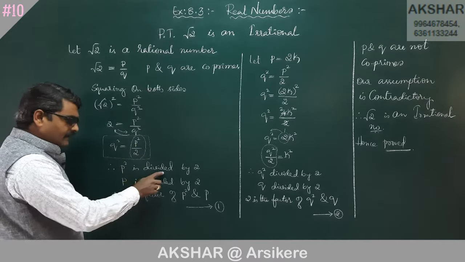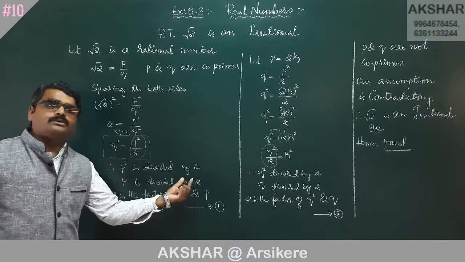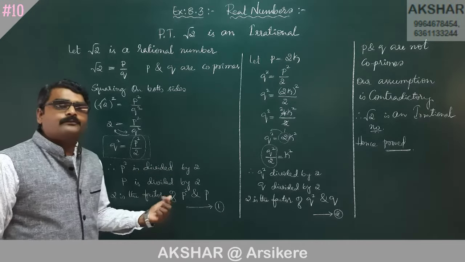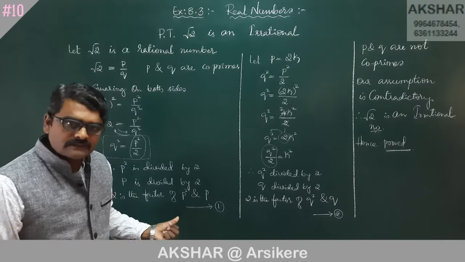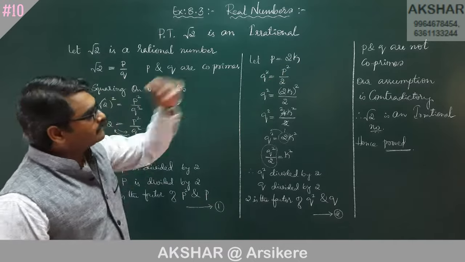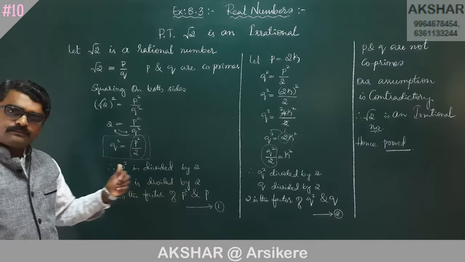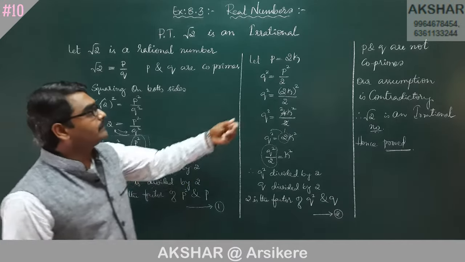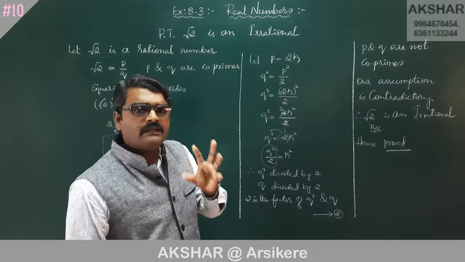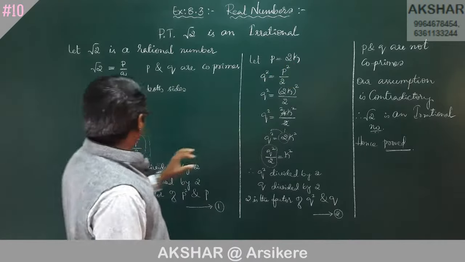Therefore, P square is divided by 2 means 2 divides P square. P is divided by 2 means 2 divides P also. Then 2 is the factor of P square and P. This is the statement number 1. Let P is 2k. Why we took like that? Because here we proved P is divided by 2 means P is the multiple of 2. Multiple of 2 means it is 2k. K is constant. You give any number to the k, you will get the multiple of 2 only. Right.